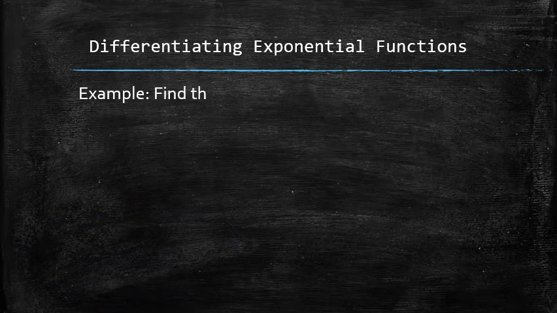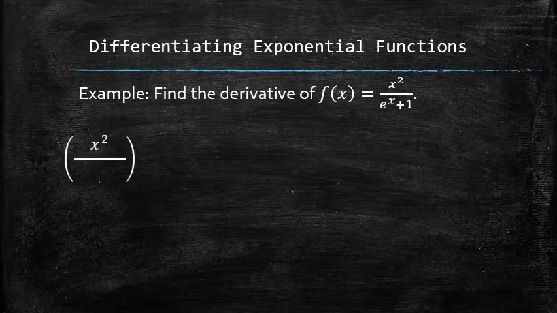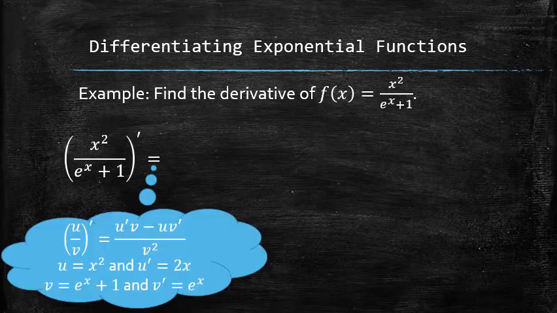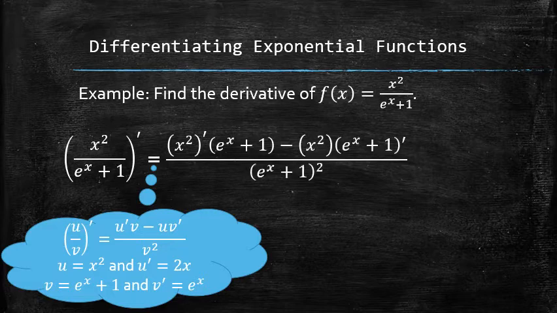Let's do another example. We start the differentiation process by recognizing that we are differentiating a ratio of two functions. So we apply the quotient rule, for which we know how to determine all the components. So we get the following result.